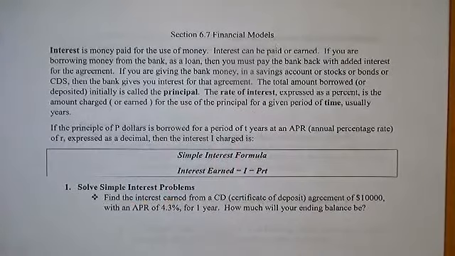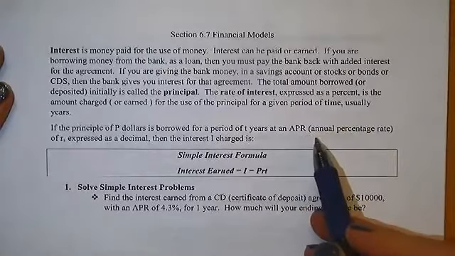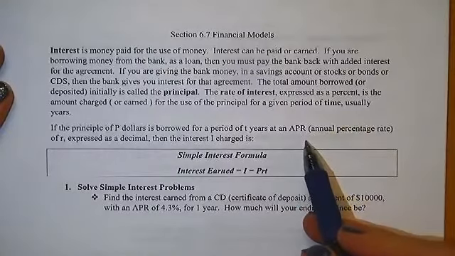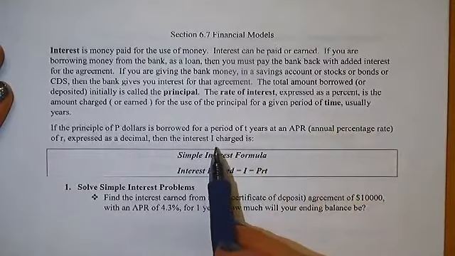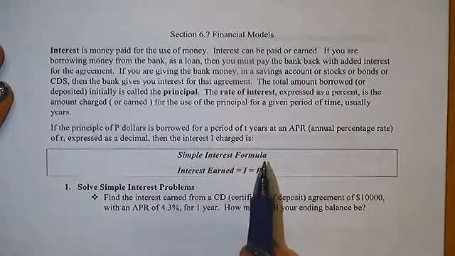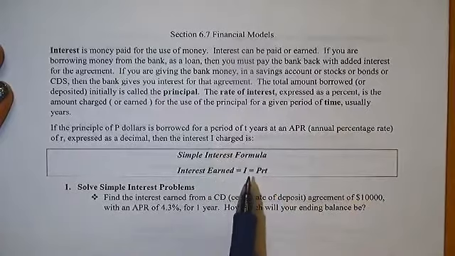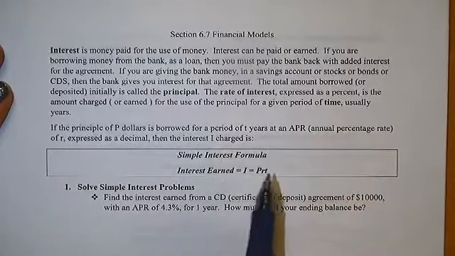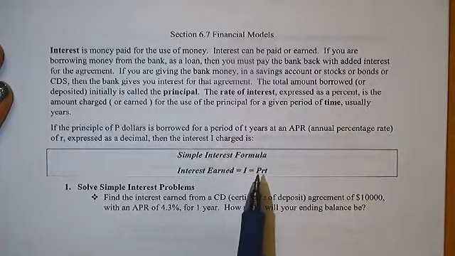If the principal of P dollars is borrowed for a period of T years at an annual percentage rate of R expressed as a decimal, then the interest I charged to that account is equal to this simple interest formula, where the interest earned is equal to PRT. The interest earned is equal to the principal times the rate as a decimal times the time in years. So let's go over one simple interest problem.